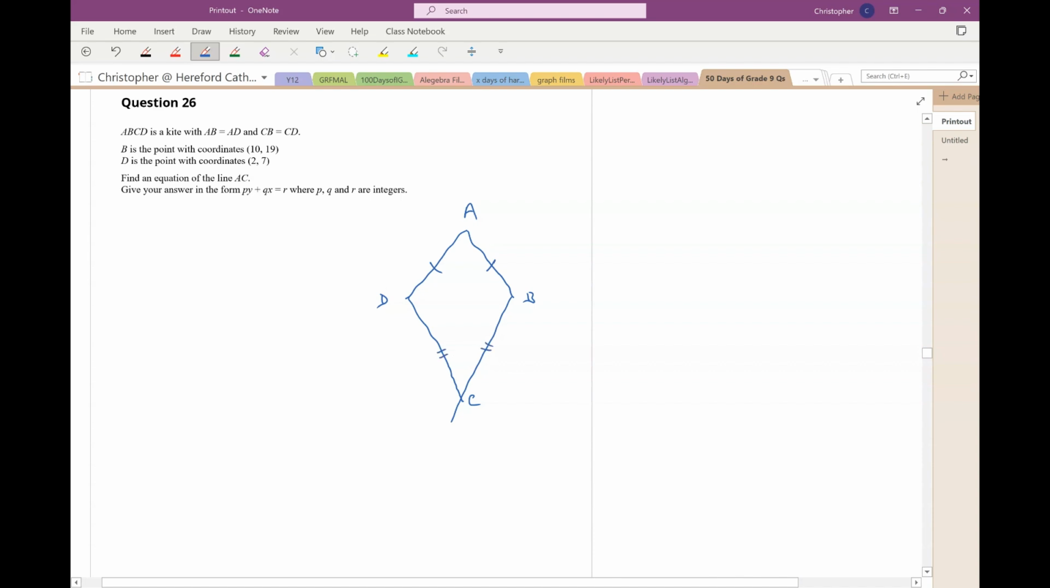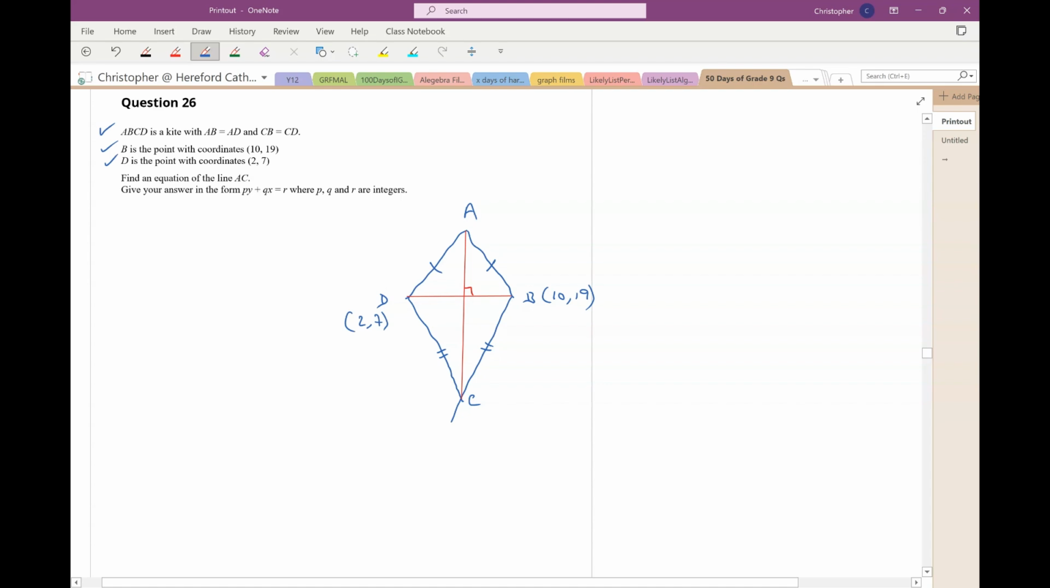Now what do we know about a kite? Remember, we know that the diagonals cross at right angles, don't they? So, there we go. Okay, now B is the point with coordinates 10, 19. D is the point with coordinates 2, 7. Done that bit.